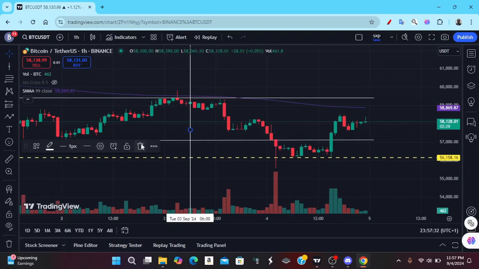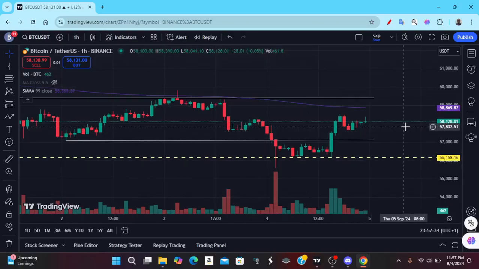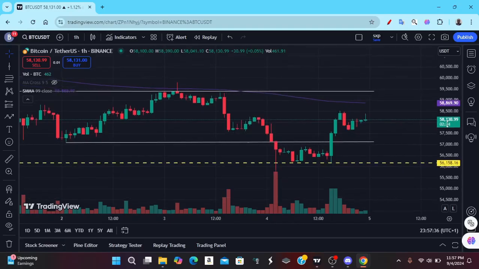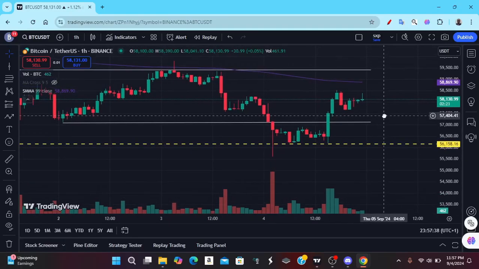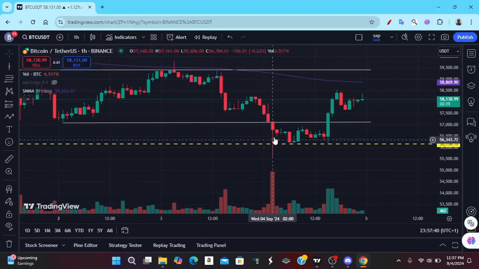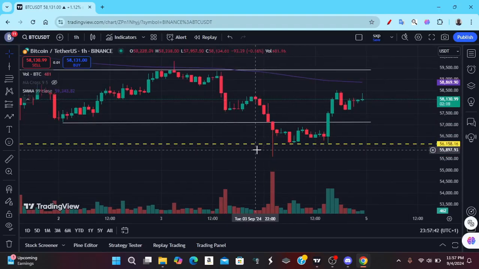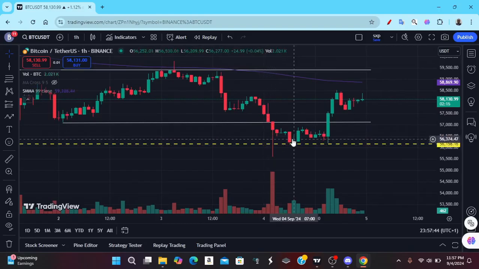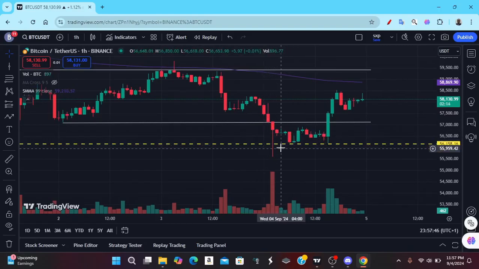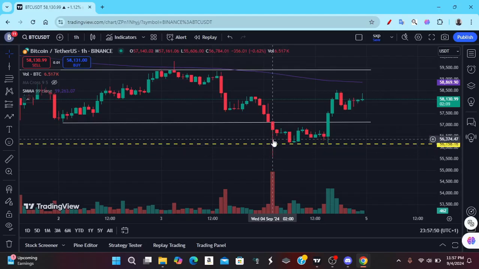So once price has swept liquidity, the next thing price wants to do is to grab internal liquidity. Because it has grabbed this external liquidity, it will now begin to engineer to grab internal liquidity. So when this happened around 2 a.m., the majority of us will be sleeping around that time.